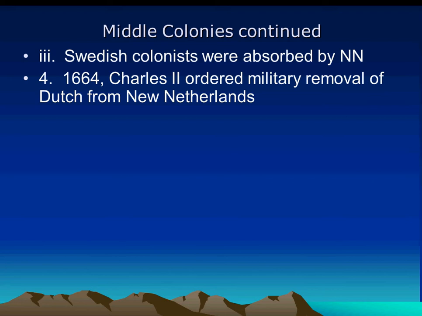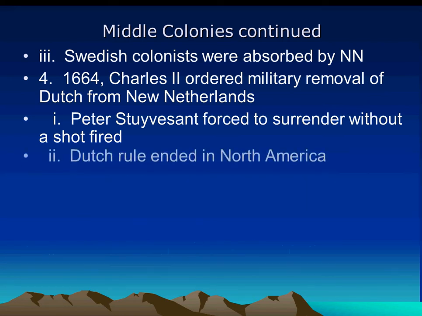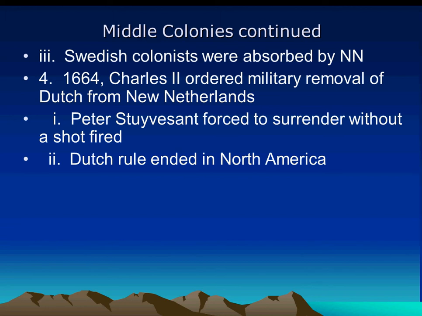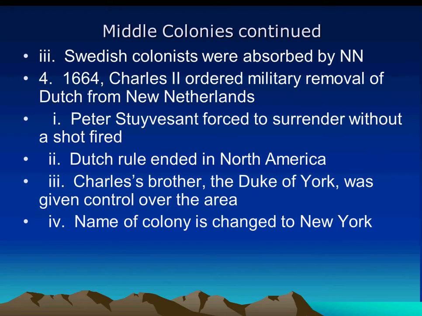But unfortunately, in 1664 for the Dutch, Charles II will order the military to remove the Dutch from New Netherlands. Peter Stuyvesant is forced to surrender without a shot being fired. So then ends the rule of the Dutch in North America. They'll continue to rule in Southeast Asia, but they're kicked out of North America, at least in that part of the world. Immediately, Charles' brother, the Duke of York, was given control. He's a proprietor of this New York.